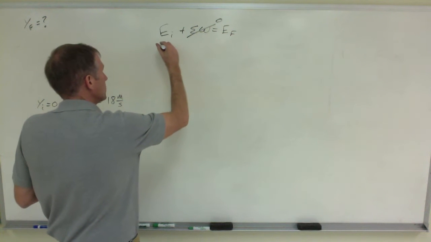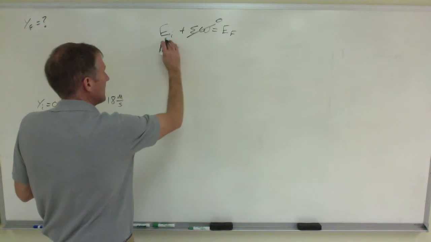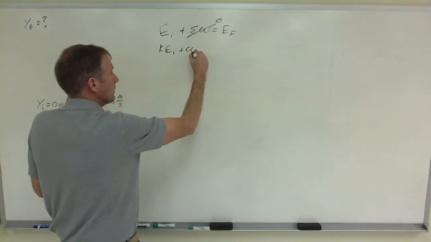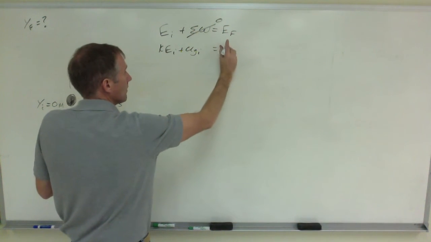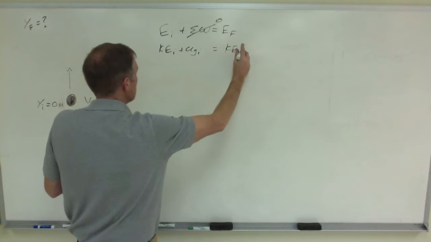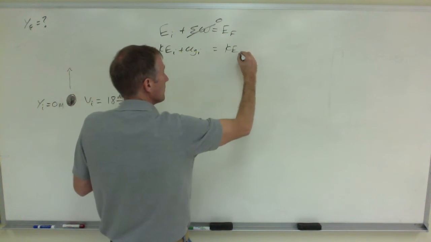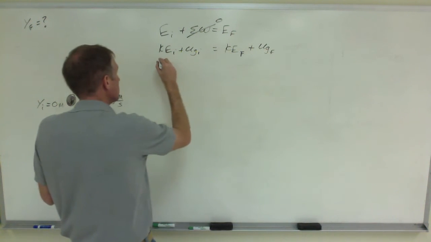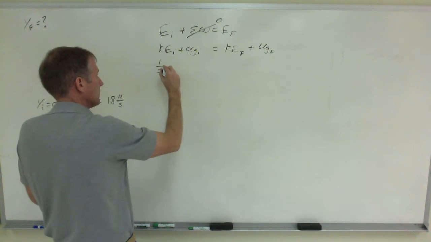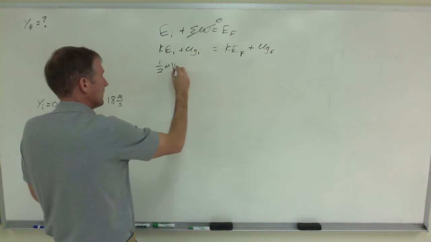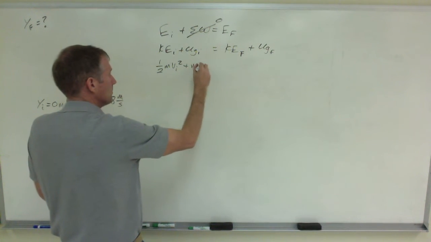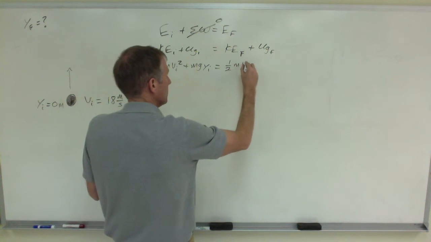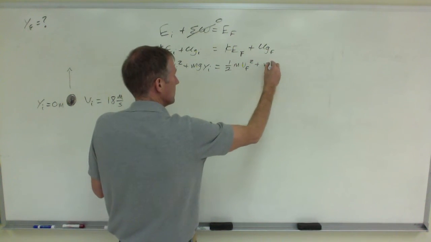So initial energy is the kinetic. Remember that E is the total mechanical energy, which is made up of these two. Afterwards, it's the final. This is at the highest point: final kinetic plus the final potential. The equation for kinetic is 1/2 m vi squared plus m g yi equals 1/2 m vf squared plus m g yf.